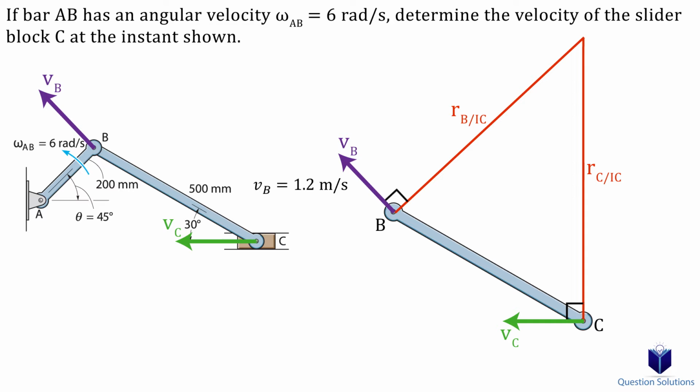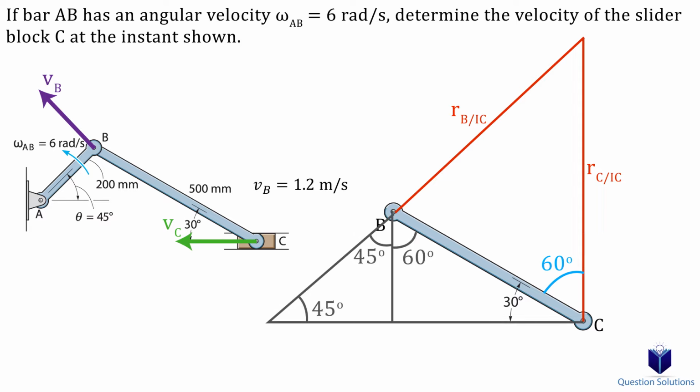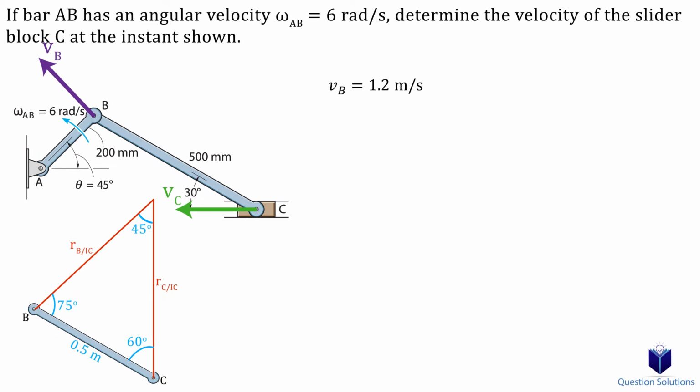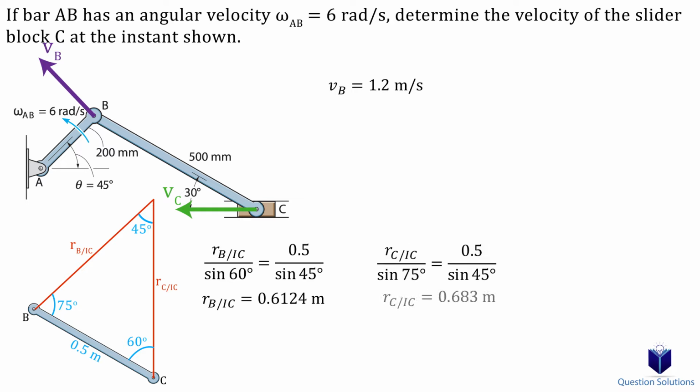Next step is to figure out the angles inside this triangle. The bottom angle has to be 60 degrees, since that's 90 degrees minus 30 degrees. To figure out the angle on the left, we can draw two triangles like this. So that angle must be 180 degrees minus 45 degrees plus 60 degrees, giving us 75 degrees. Now that we have two angles and a side length, we can apply the law of sines. First, RB, next, RC.